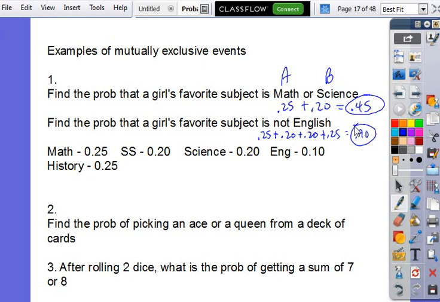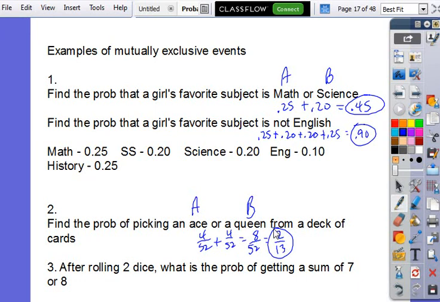All right, I go back to the deck of cards we talked about last week. Find the probability of picking an ace. There's my A. Or a queen. There's the B. How many aces are in the deck? 4 out of 52. And then queen would be 4 out of 52. That's a total of 8 out of 52, which winds up being 2 out of 13. We've already done that type. You just take the first probability, the second probability, and add them up.